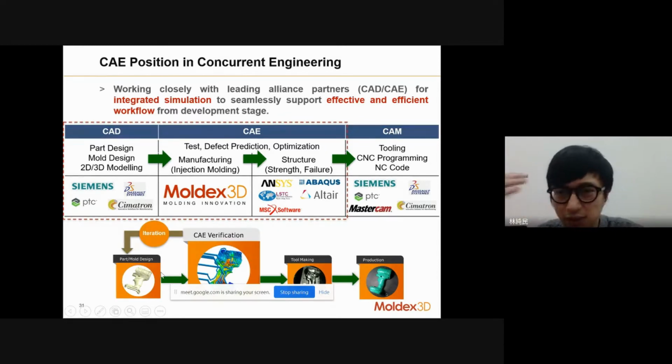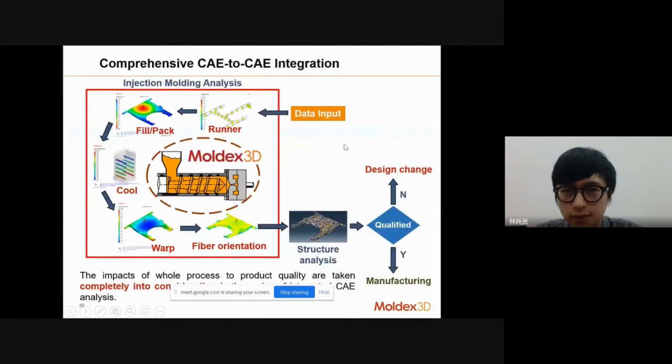So in our software, like I mentioned, we always increase the compatibility with different software, so you can still use it in different software. We try to enhance our ability to let you use it in different interfaces. So you can see the part design here. We use CAE verification and repeat, and repeat, till it meets our demands. Then we can start to do the tool making and do the production in the end. So basically this is our position here. And you can also take a reference from this slide.